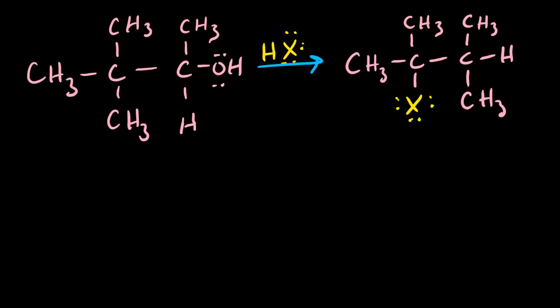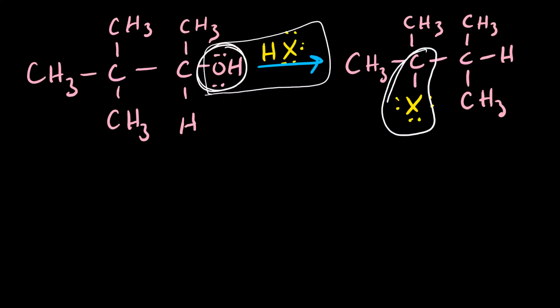And so if we started with this alcohol and tried to run this reaction, no matter how hard we try, we would never get the X group coming in here. It's always going to make its way over to here.